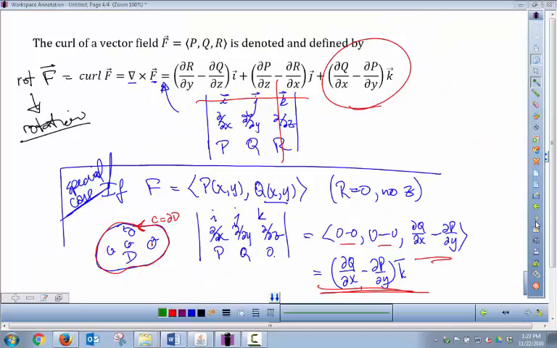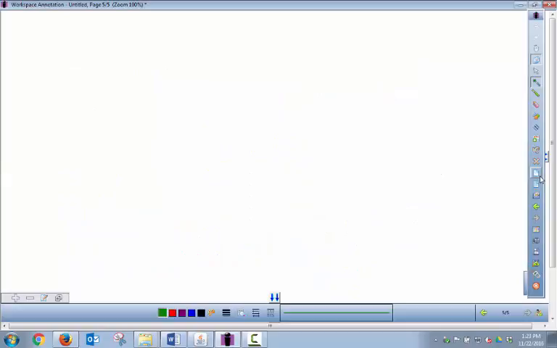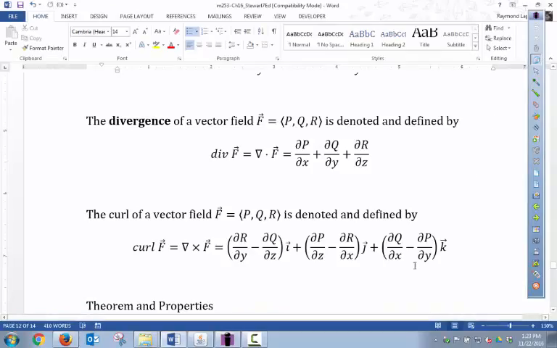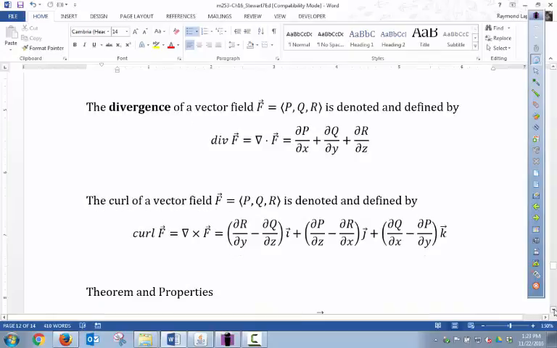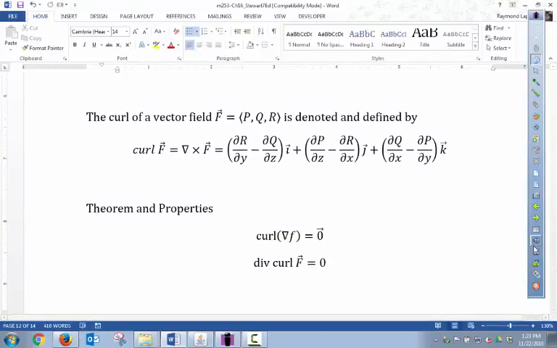All right, we got the div and we got the curl. Those are our 2 main derivatives that we're going to talk about. They come with properties, of course, two properties that are big enough to become a theorem.